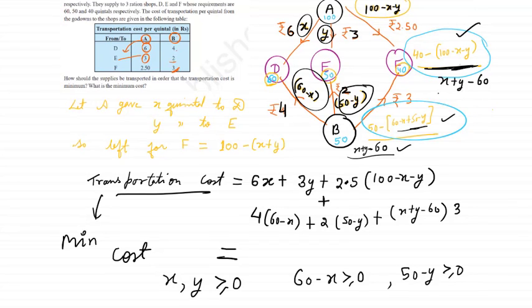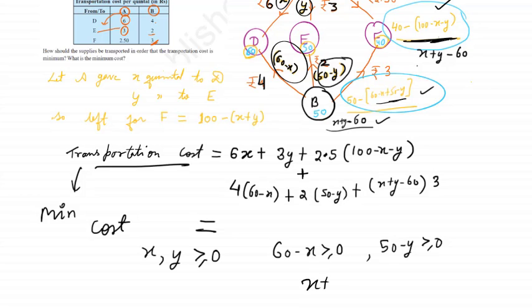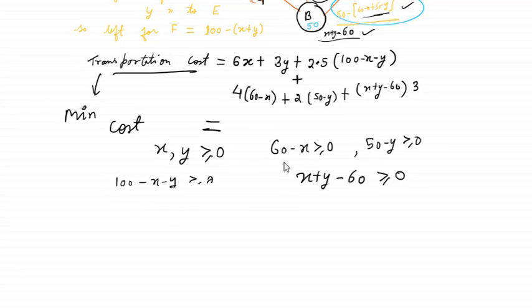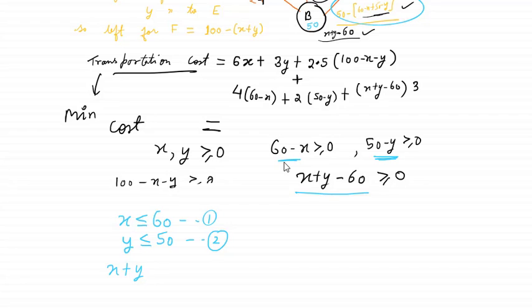Any of these two. We already have this one, x plus y. After solving, you get only this: x plus y minus 60 is greater than or equal to 0. So first, 60 minus x is greater than or equal to 0, which says x is less than or equal to 60. That will be equation number 1. Here this gives y less than or equal to 50. This is our 2. Then x plus y is greater than or equal to 60. That is equation number 3.